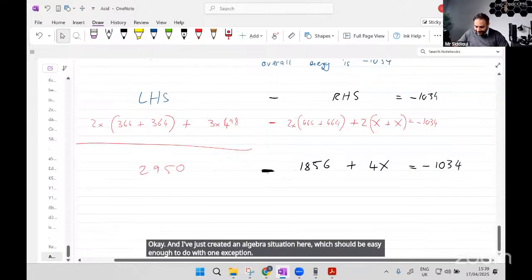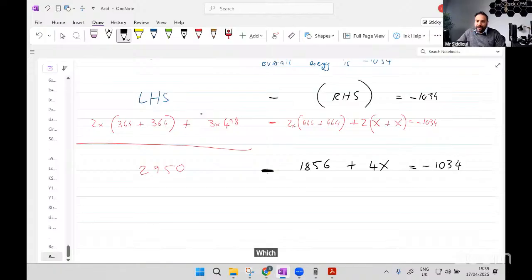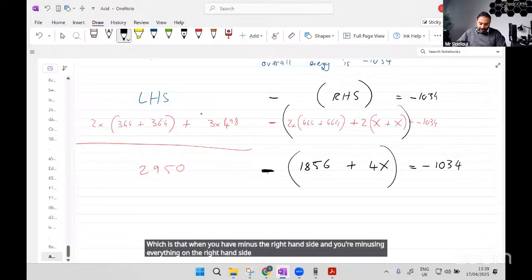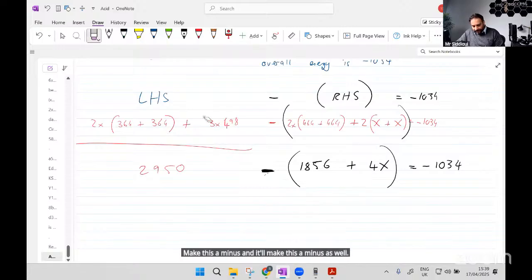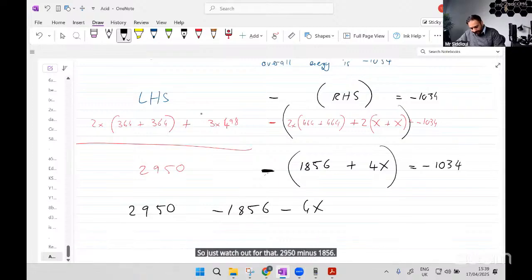There's one easy thing that you can get wrong, which I've almost made just now, which is that when you have minus the right-hand side, and you're minusing everything on the right-hand side, you need to try and keep it in a bracket, because that minus will make this a minus, and it'll make this a minus as well. So just watch out for that. 2950 minus 1856 minus 4x equals minus 1034.